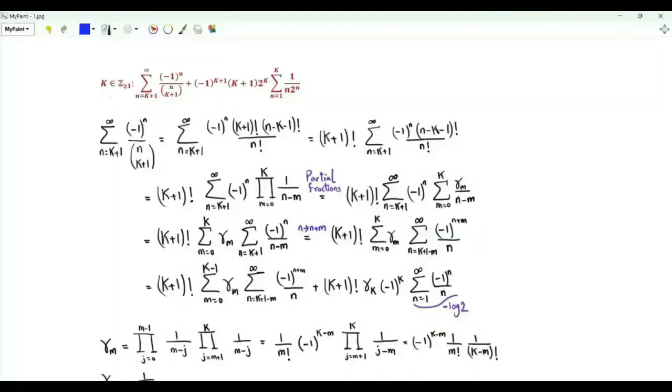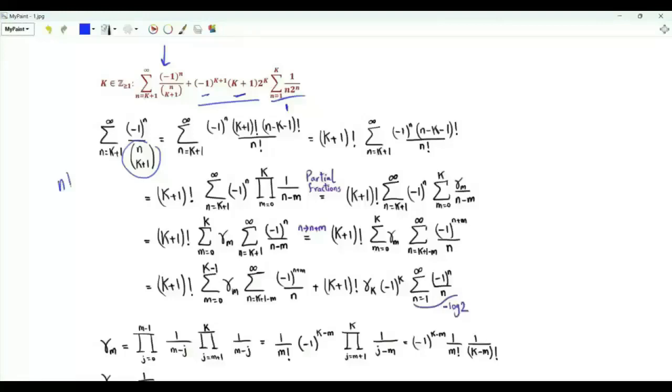Bismillah ar-Rahman ar-Rahim. k is a positive integer. We have the sum over n from k+1 to infinity of (-1)^n divided by n choose k+1, plus the sum over n from 1 to k of 1 over n times 2^n. This sum is multiplied by 2^k times (-1)^(k+1) times (k+1). Let's focus on this part here.